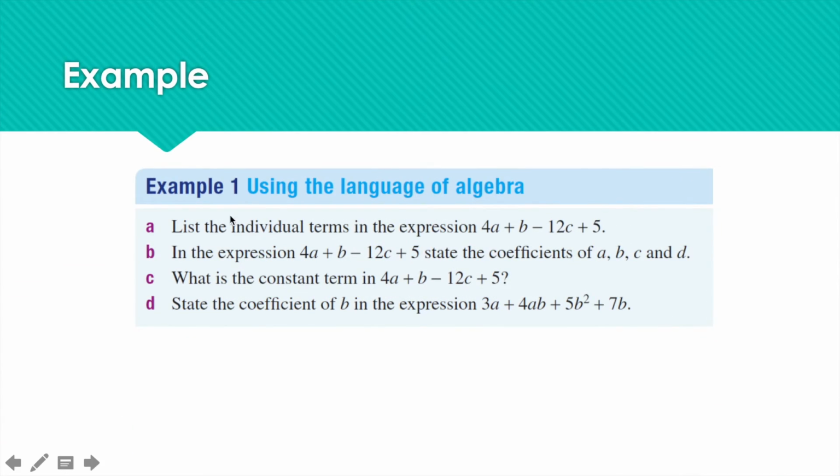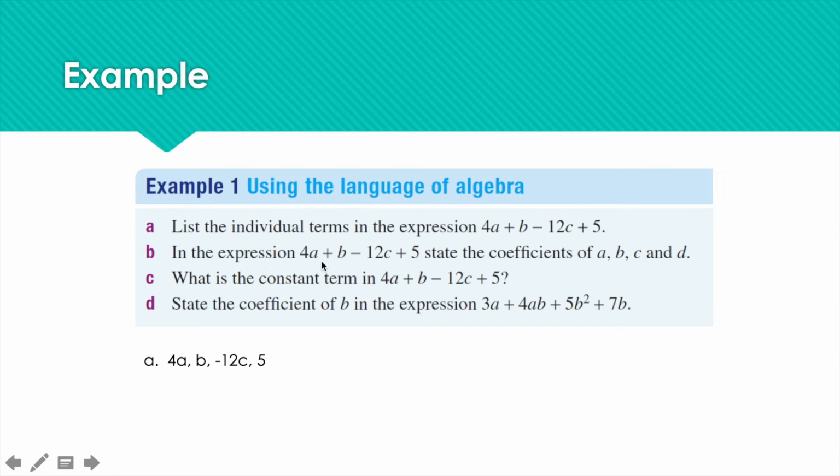Here's an example. So it says list the individual terms in the expression 4a plus b minus 12c plus 5. So remember the terms are every single part of the expression. So we have 4a, b, minus 12c, and 5.